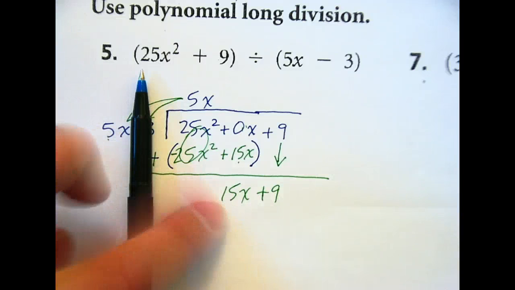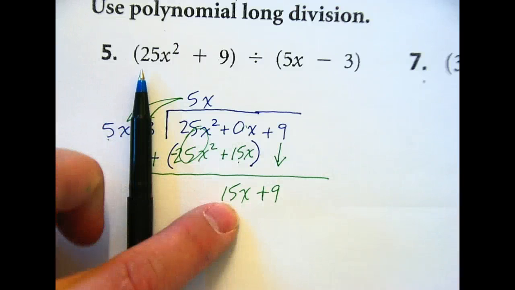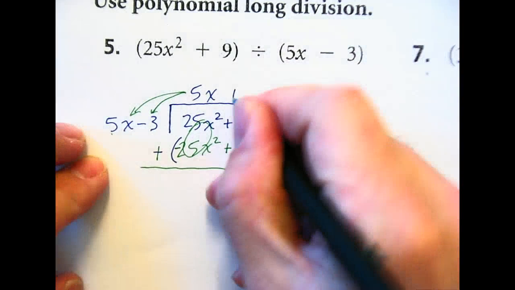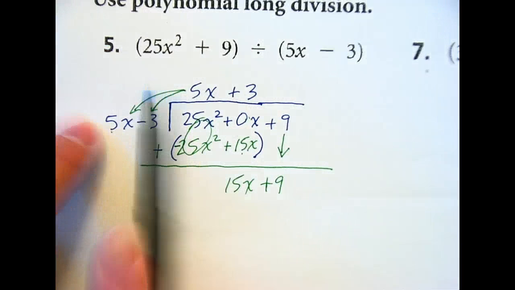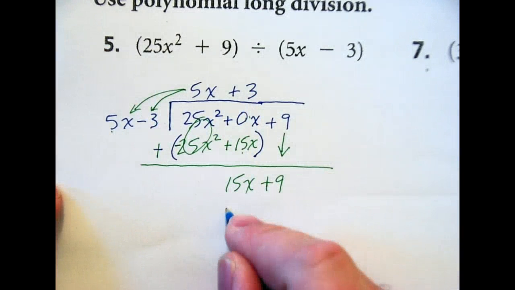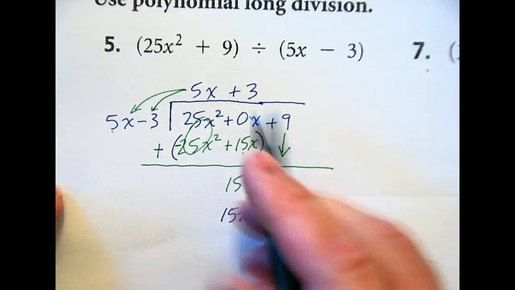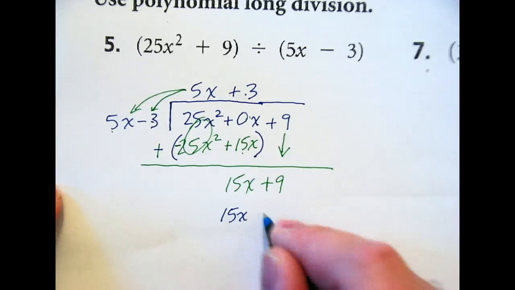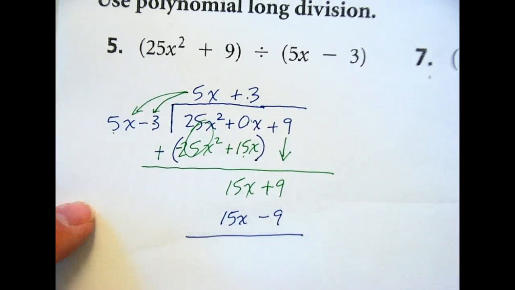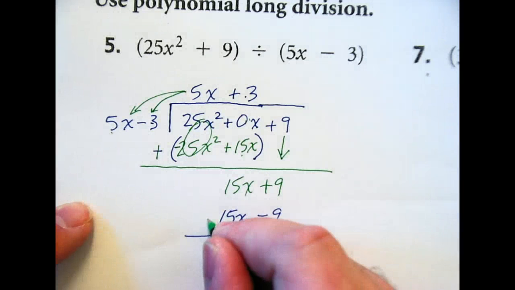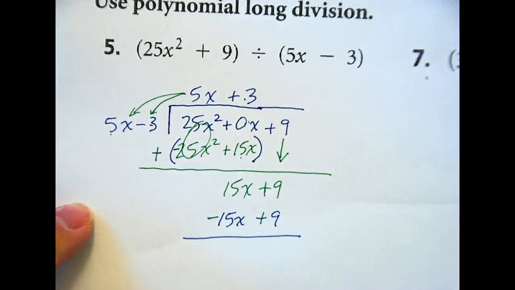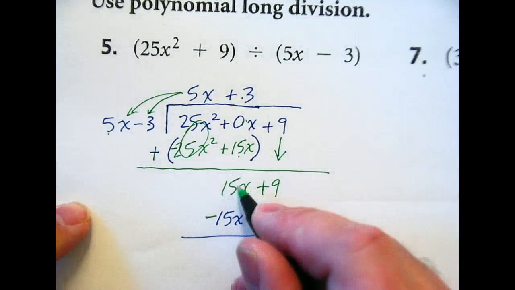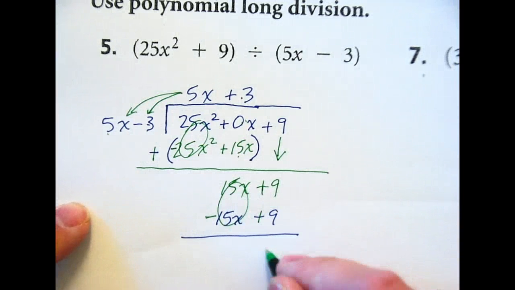15x, or 5x times what is 15x? 3. So it's plus 3. And now we multiply out. 3 times 5x is 15x. 3 times negative 3, negative 9. When we subtract, really we're adding the opposites or flipping our signs. Okay, so this becomes 0, and this is 18.